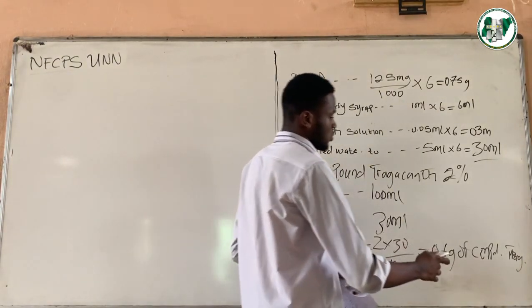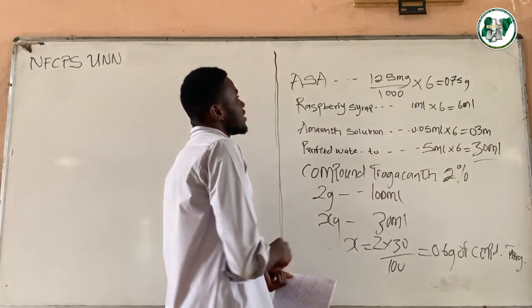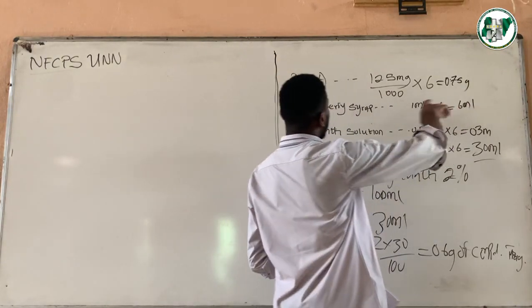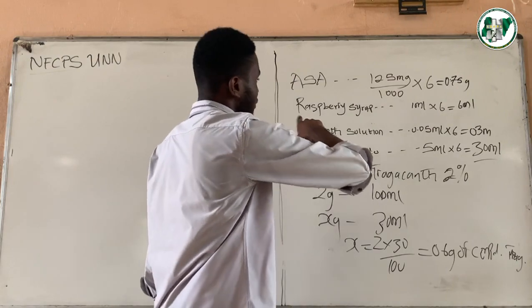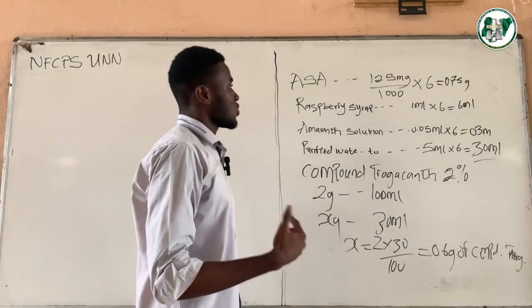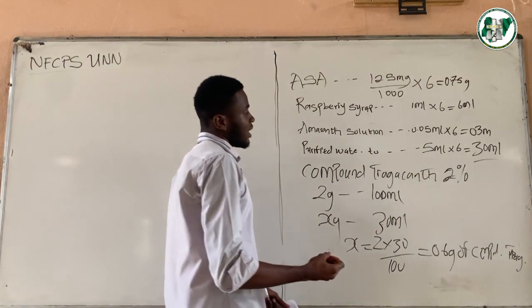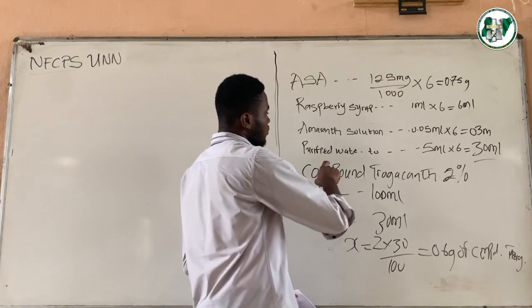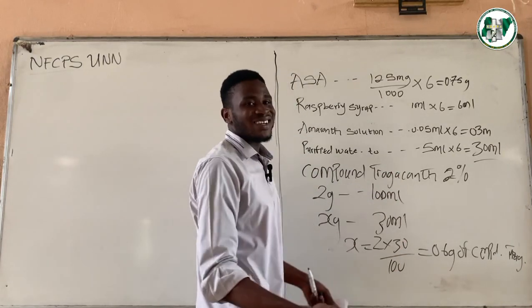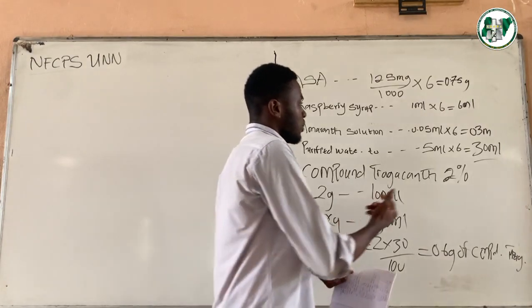After an appropriate calculation was done, 0.65 gram of compound tragacanth and 0.75 gram of aspirin was weighed into a mortar and triturated till a homogeneous mixture was obtained. Then you say that a little quantity of purified water was added into the mortar to get a pourable paste.